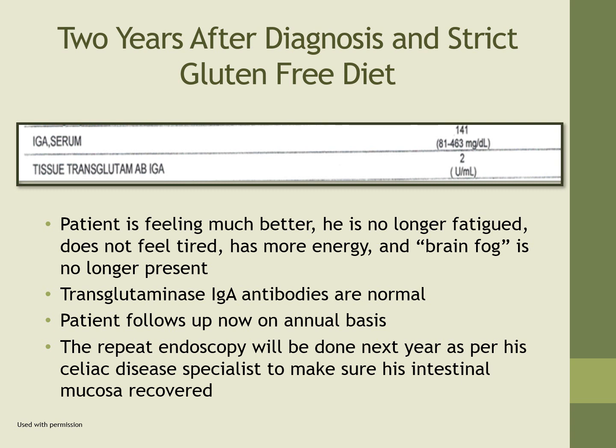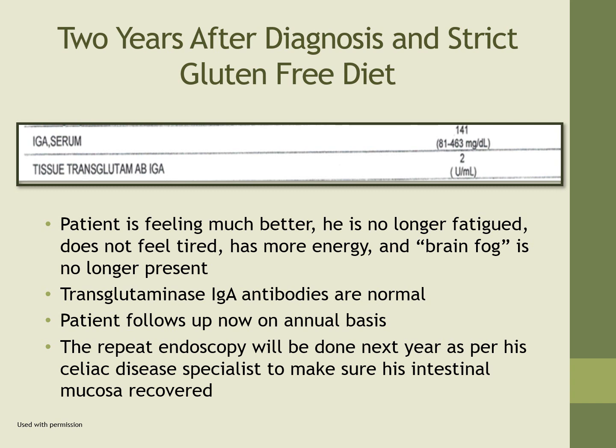Two years after strict adherence to gluten-free diet, patient is feeling much better. He is no longer fatigued, does not feel tired, he has more energy, and brain fog is no longer present. After 2 years of gluten-free diet, his transglutaminase IgA antibodies are normal. Patient follows up now on an annual basis. The repeat endoscopy will be done next year as per his celiac disease specialist to make sure his intestinal mucosa recovered.